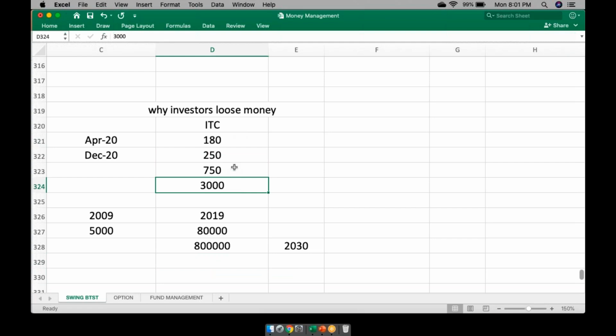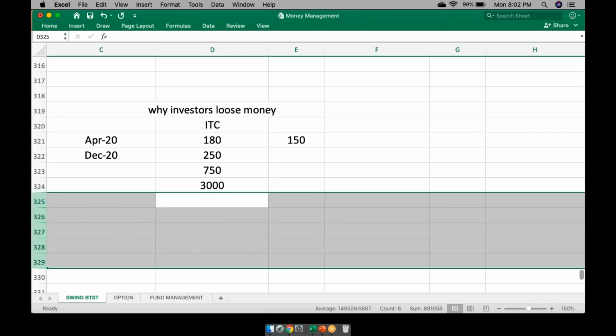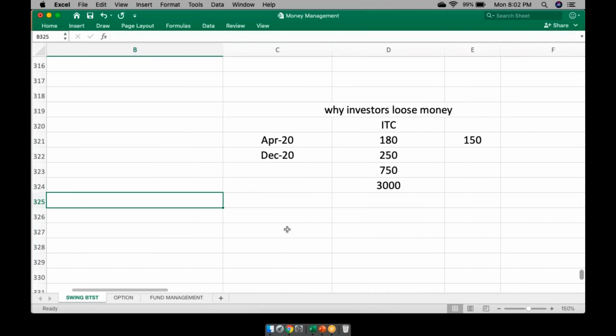What happens is, from 180 it went to 250, and again it will come to 150. The investor will say, I bought a stock, I saw that it went to 250 rupees, but I didn't book profit. Now it is in loss. Yes, IRCTC has already happened. It is overtraded. Now IRCTC is overtraded, so it will not happen one more time. Yes, Sadiq.